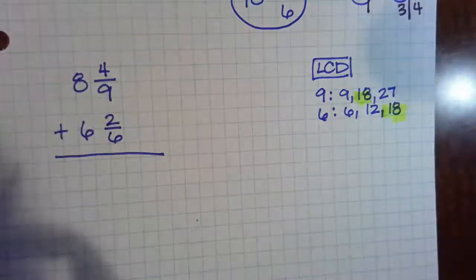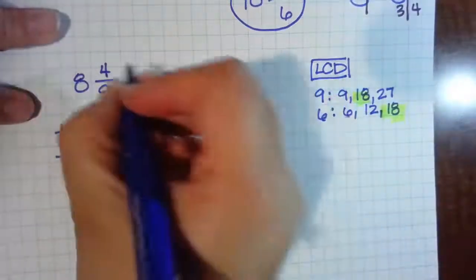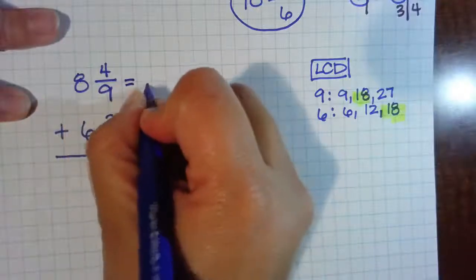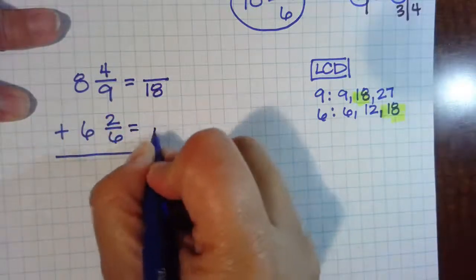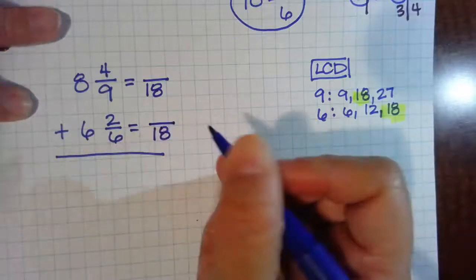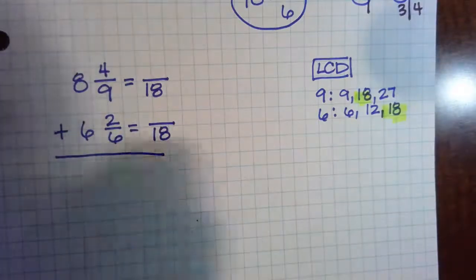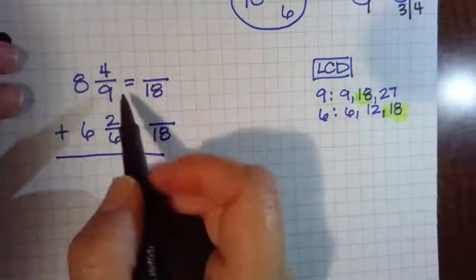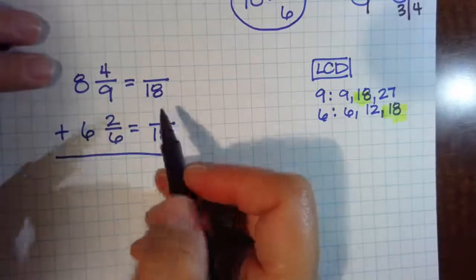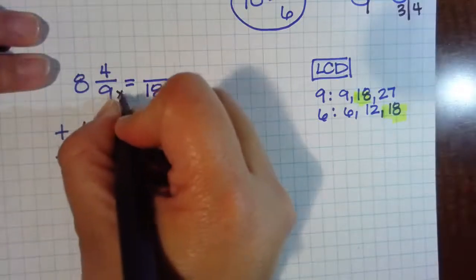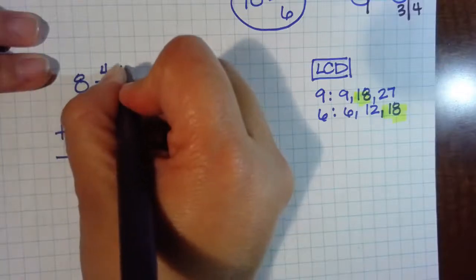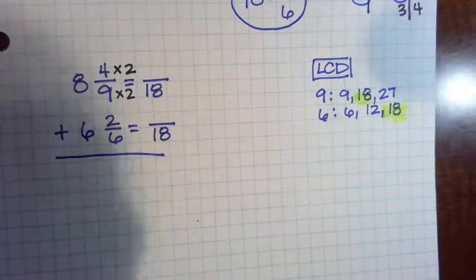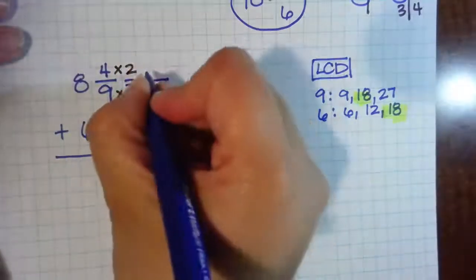Now we're going to find an equivalent fraction that has a denominator of 18. Our next step is to figure out the rule. What did we multiply the 9 by to get 18? We know that that would be times 2. So whatever rule we use for the denominator, we're using for the numerator. 4 times 2, that's going to give us 8.